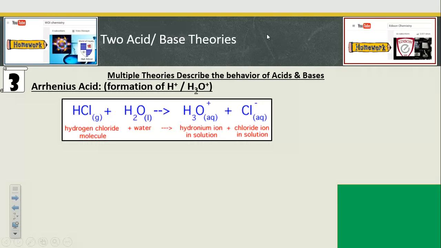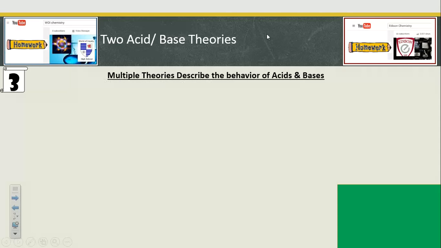If you have an acid compound like HCl and you add water, it's going to make hydronium ions and chloride ions in solution. These are ions in solution, so the solution is an electrolyte and it will conduct electricity. Kind of cool stuff.